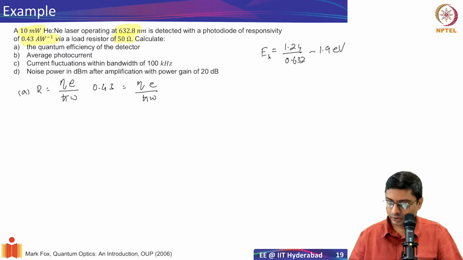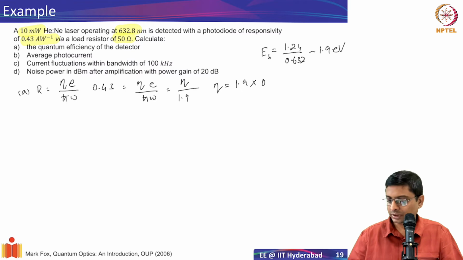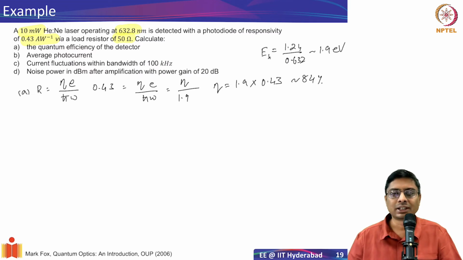So now this is going to be equal to eta times eV, right? So when I have charge, it will cancel out. Essentially, I'll get 1.9 here. So my eta is going to be 1.9 times 0.43. And that will turn out to be roughly about 84% here. Okay, that is my quantum efficiency.